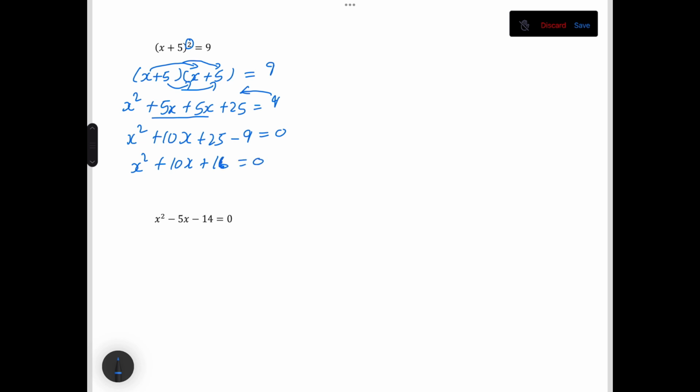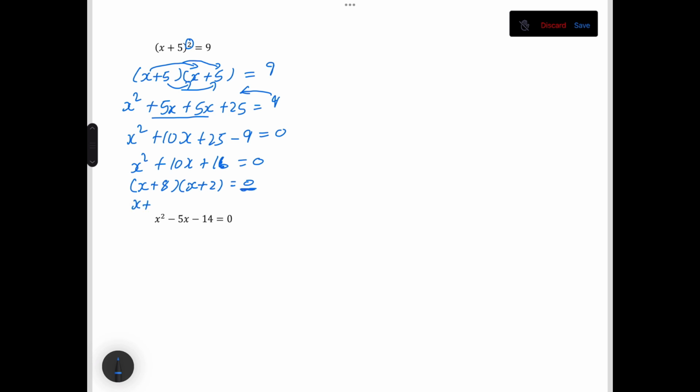And now we can factorize. This is a trinomial. So now I know it's going to be an x in the first bracket and an x in the second bracket. We're going to have 8 and 2, because 8 plus 2 gives me 10, and 8 times 2 gives me 16.